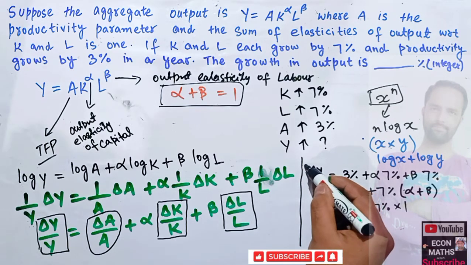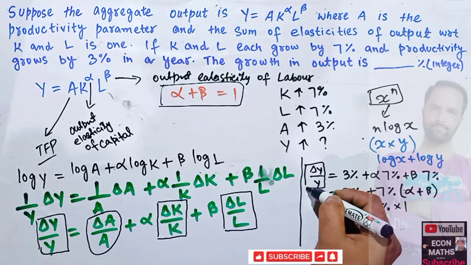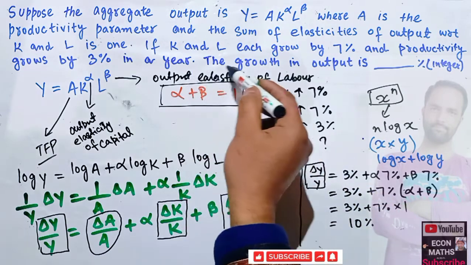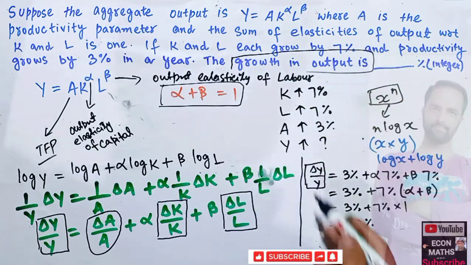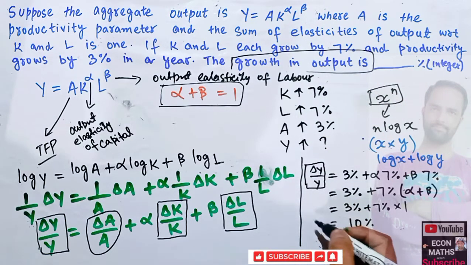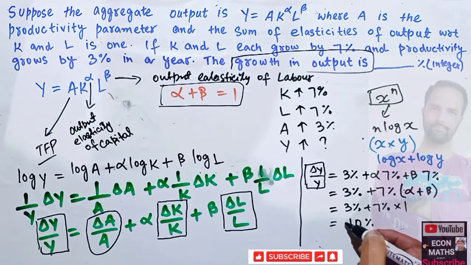Del Y upon Y shows us the percentage change in GDP. That is what the question was all about, the growth rate of output. So this del Y upon Y is actually the growth rate of output. That means our output will increase by 10%.